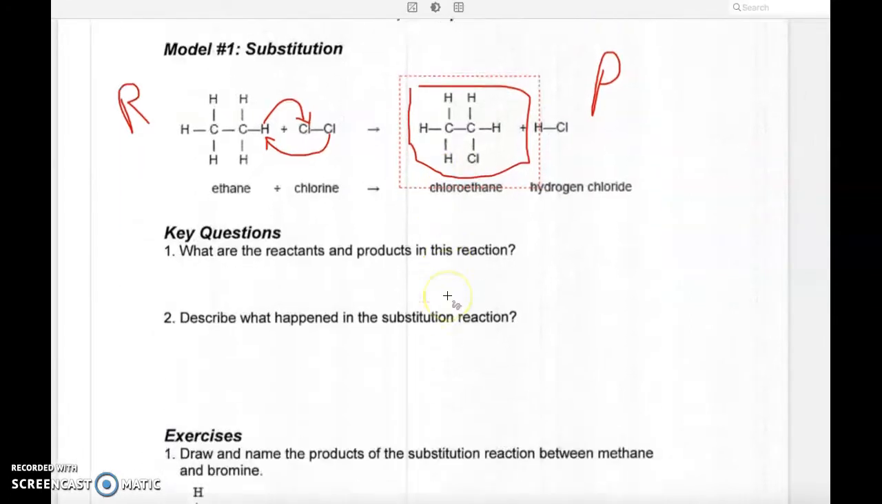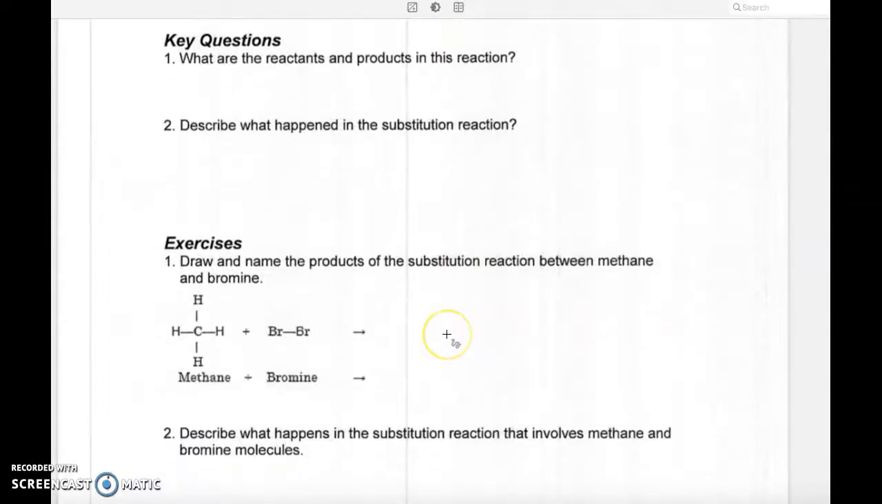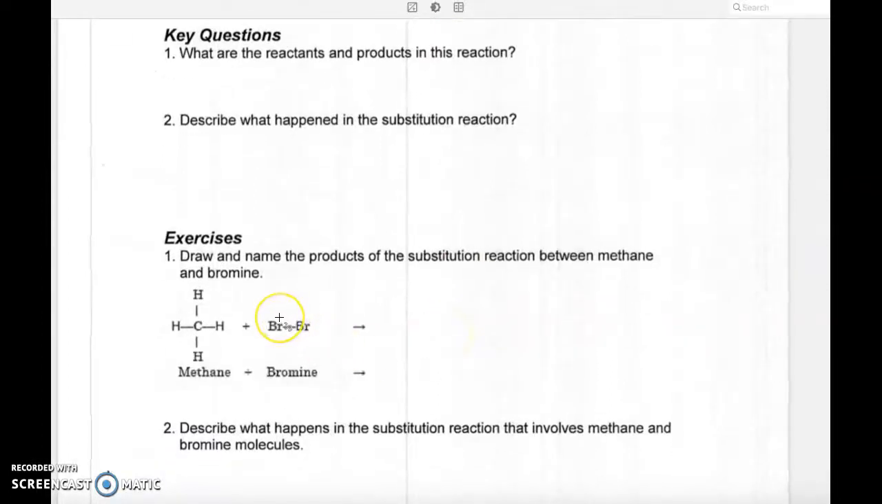And that's it. So if I had to go ahead and do this exercise, which you don't have to do, but I just want to show you an example. We have methane, which is one carbon, four hydrogens, and bromine. Once again, bromine is a diatomic element, so it cannot be by itself, so it always comes in pairs. This bromine is going to go ahead and replace hydrogen right here. And this hydrogen, not wanting to be left out, is going to go ahead and bond with this bromine right here.